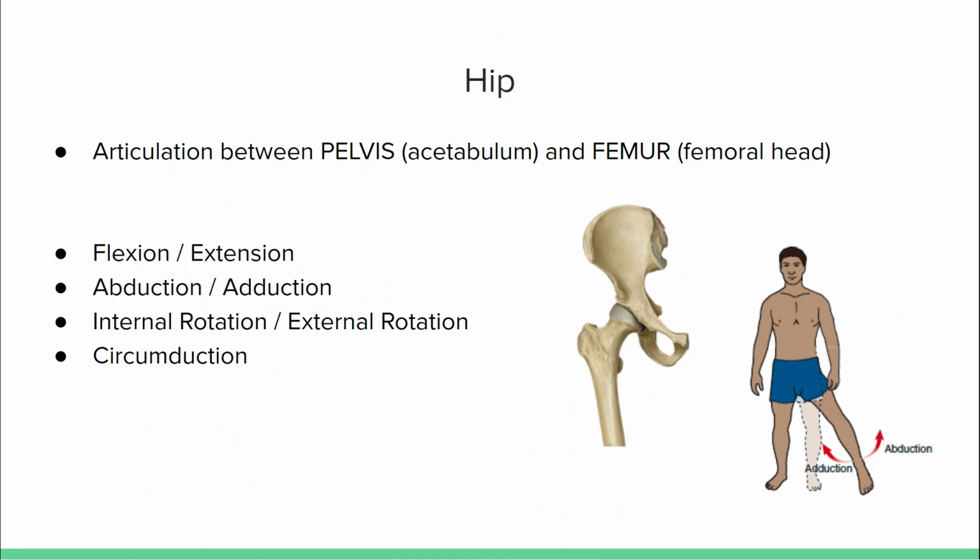At the hip joint, it's a ball and socket joint. It articulates between the pelvis and the femur, and we can flex and extend in the sagittal plane. We can abduct and adduct in the frontal plane, and internally and externally, or medially and laterally, rotate in the transverse plane. If a joint is able to flex and extend and abduct and adduct, it can also circumduct. And circumduction, if you think back to your phys ed days when you did arm circles, that is circumduction.